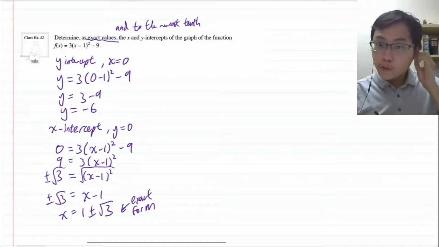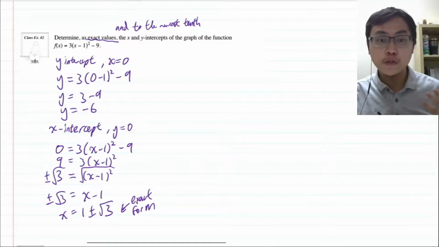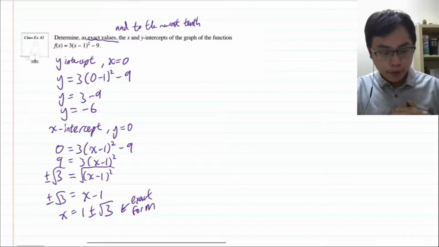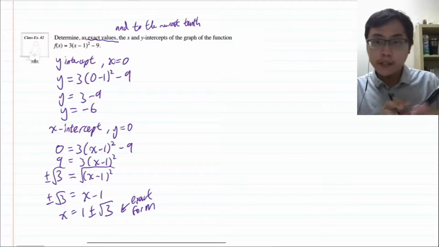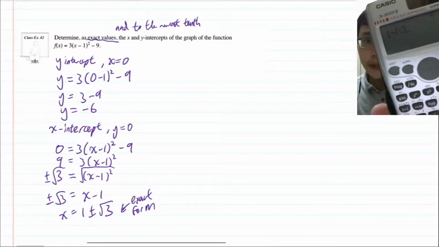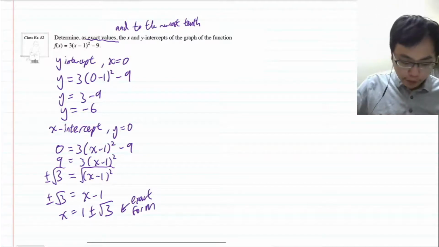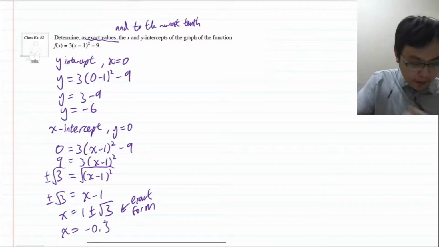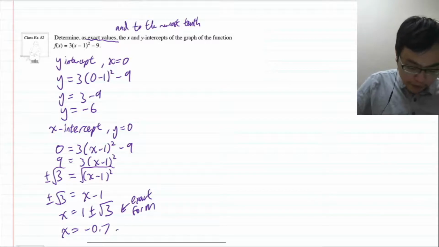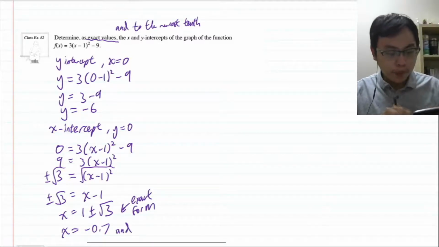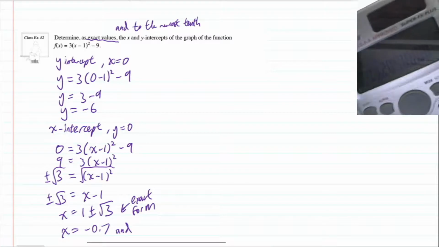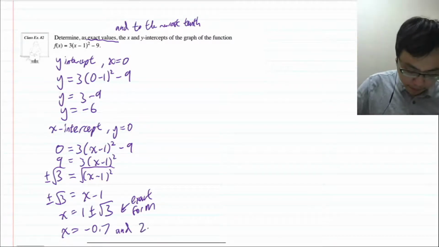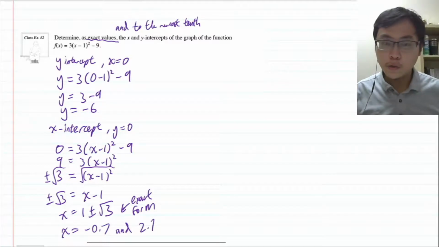Okay, now if the question does tell you to give your answer to the nearest tenth, then all you have to do is put it into your calculator and put 1 minus root 3. That looks a little bit like this, okay, 1 minus root 3. And then you would get your first answer as x is equal to negative 0.7. And the positive answer, you would do 1 plus root 3, which is going to be 2.73, 2.7, okay? So that's how you do this type of question.